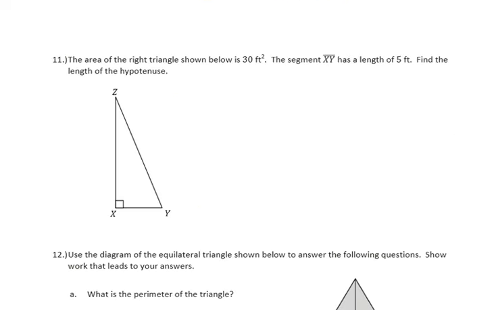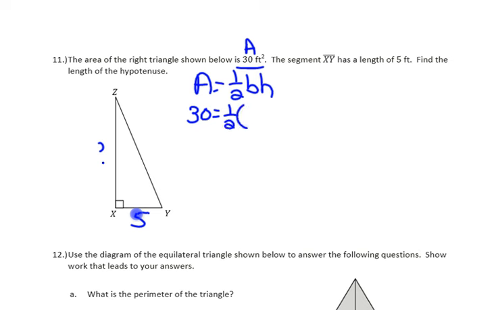Okay, next. Now again, this is one where we have to work backwards. So we have the area of the right triangle shown below is 30. We know this side is 5. They want us to find the hypotenuse, but before I can find the hypotenuse, I have to figure out what this side is. And I'm going to use my area formula, because area is 1/2 base times height. I know the area is 30. Half, I know the base is 5. I'm looking for the h. So half of 5 is 2.5.